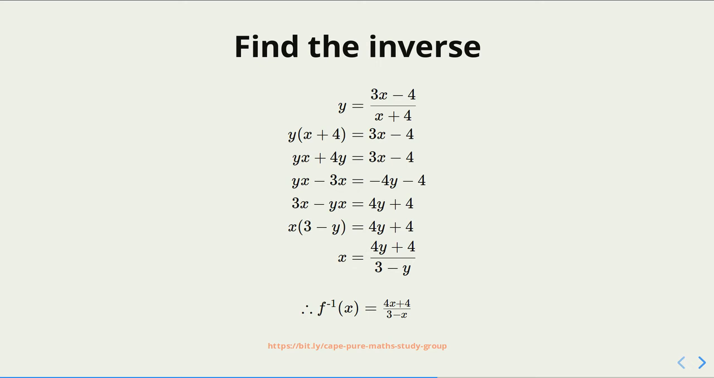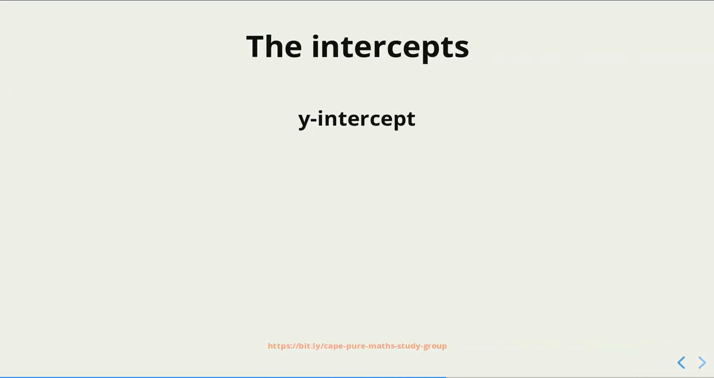Now that we know the function we need to sketch, let's find some of its key features. For instance, its y-intercept, its x-intercept, a few other points, and its asymptotes. Its y-intercept occurs when x is equal to 0, so substituting x equals 0 in the inverse function, we get that y is equal to 4 times 0 plus 4, all divided by 3 minus 0, which is equal to 4/3. Therefore, the curve cuts the y-axis at 4 on 3.